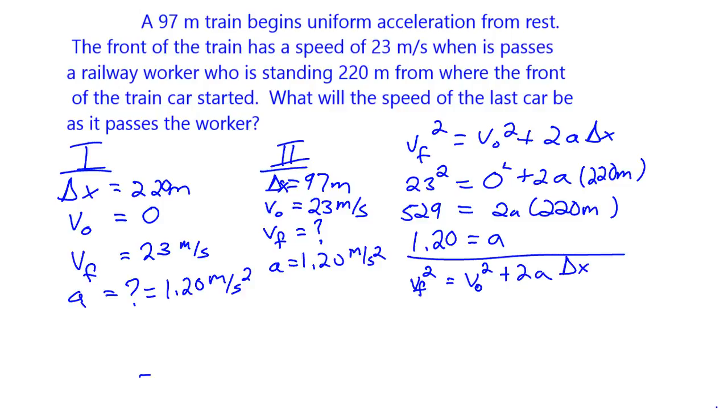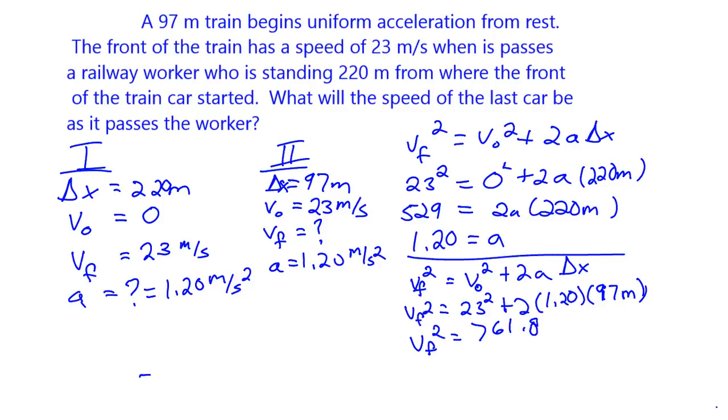Vf squared equals 23 squared plus 2 times 1.20 times 97 meters. And when we solve that, we get Vf squared equals 761.8.